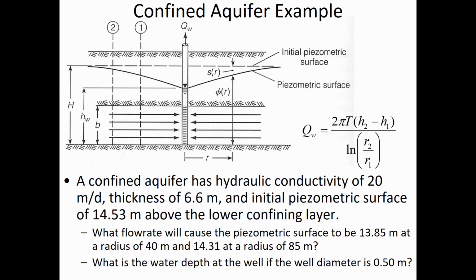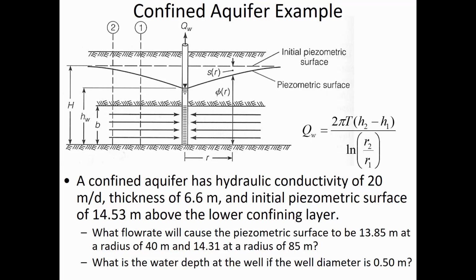What we're going to do is measure the piezometric surface at two locations by drilling monitoring wells. A monitoring well is someplace where you have the well casing going down, but you're not actually pumping water out. You're just using that well to look at how deep the water is. So at a radius of 40 meters, we're going to measure the water depth, and notice that the piezometric surface at 40 meters is 13.85, and then at a radius of 85 meters, it's 14.31.